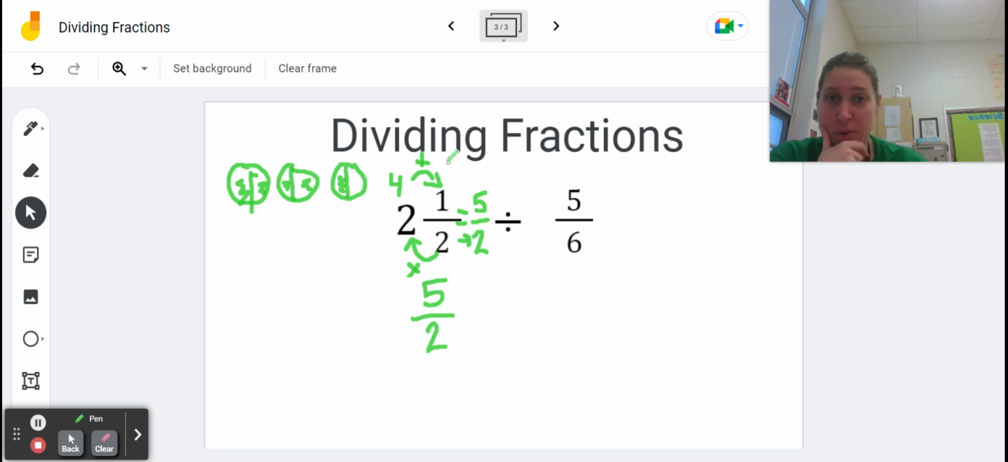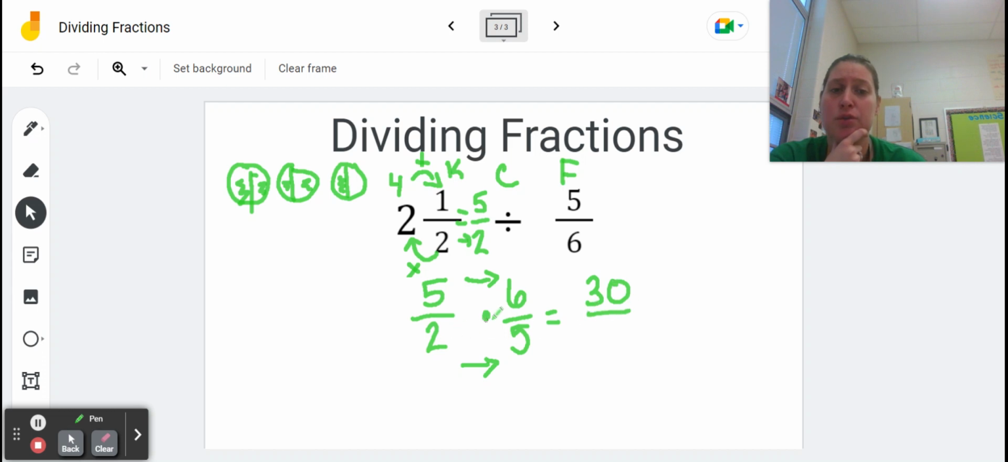So that was my keep. I'm going to change division to multiplication, and I'm going to flip the second fraction over to find my reciprocal. So 6 over 5. Now I have a multiplication problem that I need to solve. So I'm going to multiply straight across. 5 times 6 is 30. 2 times 5 is 10.